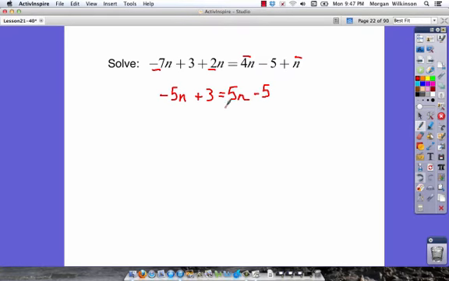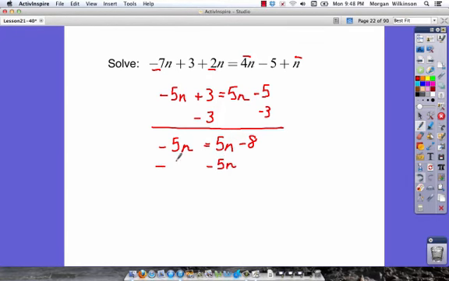Now this problem looks very similar to the last one we had. Let's go ahead and move the constants to the right and all the variables and their coefficients to the left. So we're going to subtract 3 on both sides, just rewriting to make it more appealing for us so we can figure out what n is. Negative 5n plus 0 is equal to 5n minus 8. Now we've got to bring our 5n over, so we're going to subtract 5n from both sides. Negative 5n minus 5n, that must be equal to negative 10n, and that's equal to negative 8.